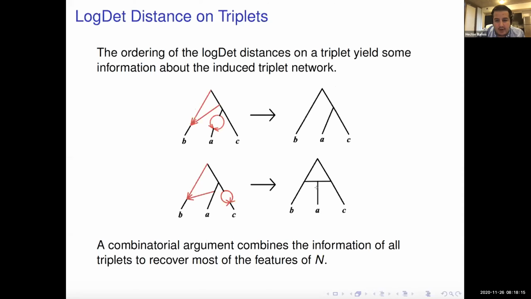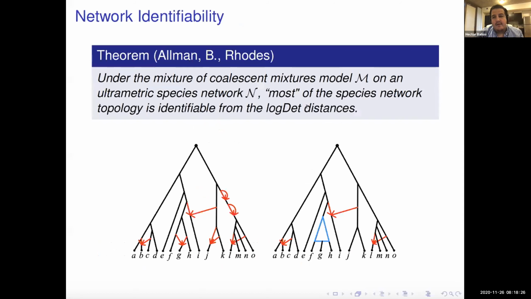So if you know, for any given species network, the information for each triplet, whether it's something like this or something like that, we have the following. Under the mixture of coalescent mixtures model M on an ultrametric species network, most of the species network topology is identifiable from log distances. And what do I mean by most? Suppose this is the species network, and then under the mixture of coalescent mixtures, you generate the sequences. Using log distances, we can recover this network.